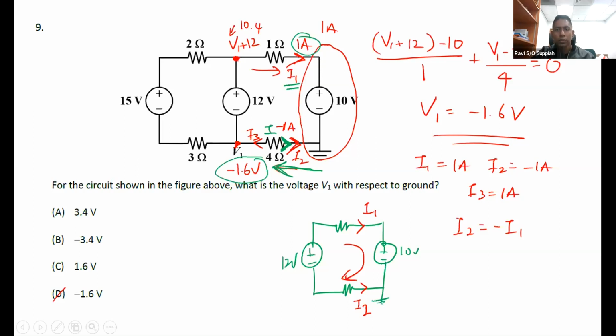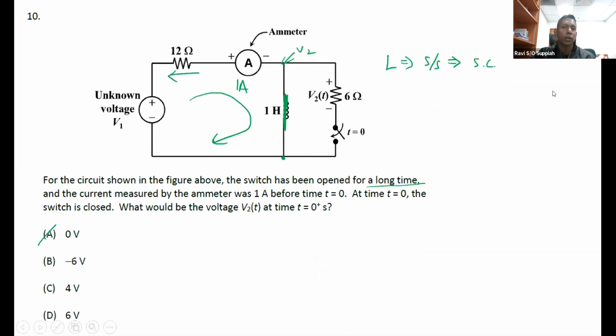Okay, question 10. Why is this 0 volts? Basically because, as we saw, an inductor in steady state behaves like a short circuit. So when it's a short circuit, any component that is short circuited.